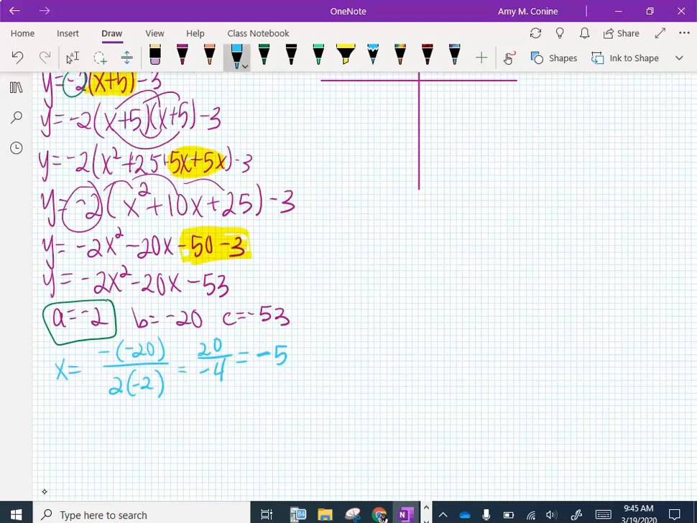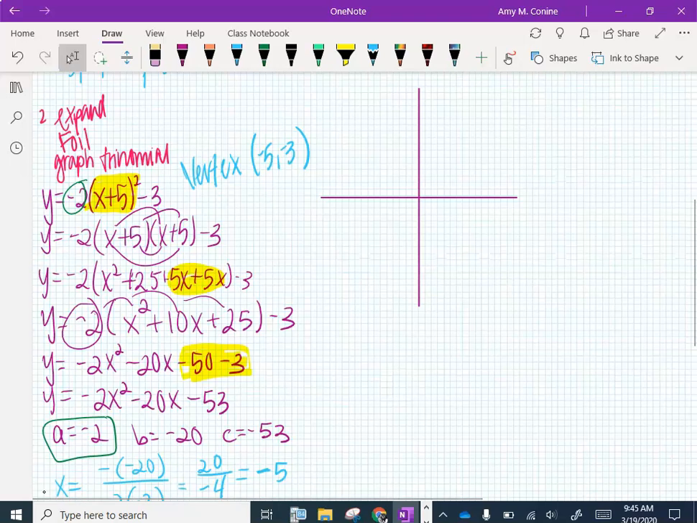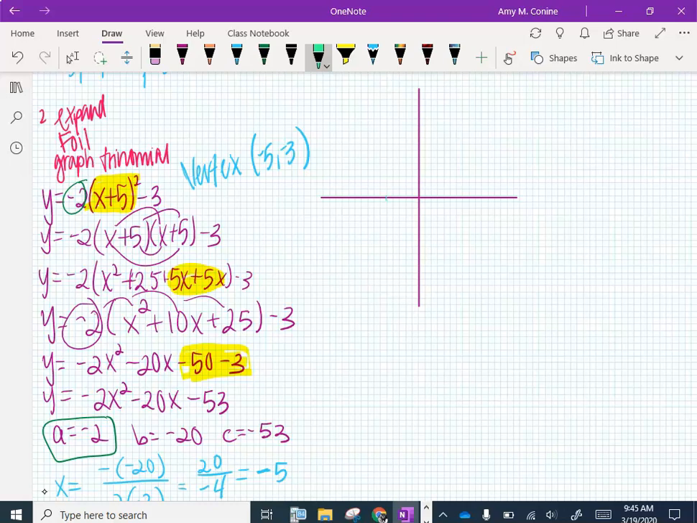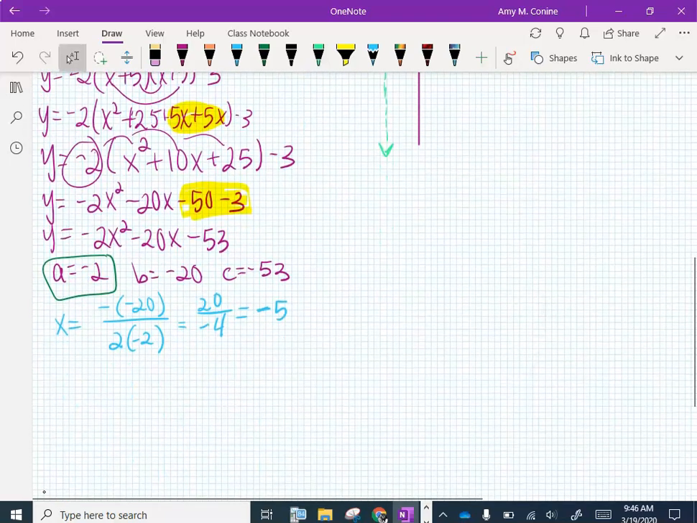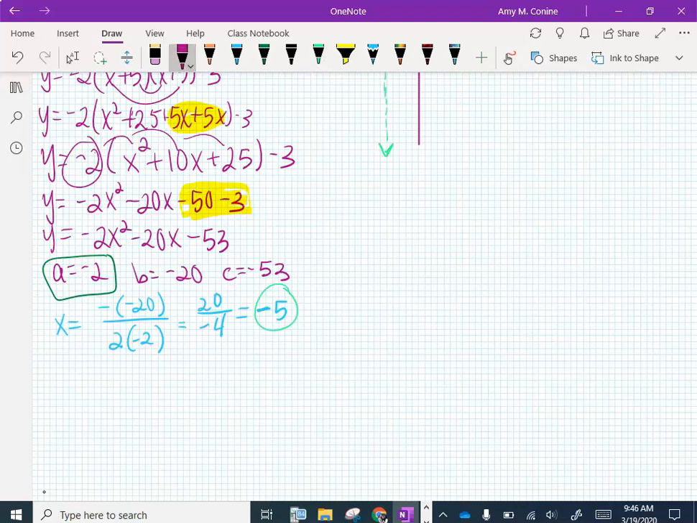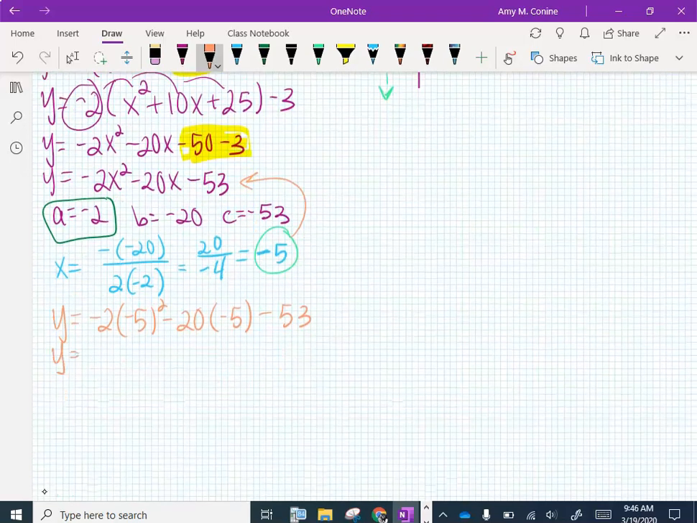So this x value, if you remember, that's where your axis of symmetry goes. So I'm going to go to negative 5. So 1, 2, 3, 4, 5. The graph is a little small, but that's okay. Okay, I've got my axis of symmetry, and I'm going to plug this negative 5 into my trinomial to get my y value. So I've got negative 2 times negative 5 squared, minus 20 times x, minus 53. And I'm going to do some math. Okay, we're going to math it up.